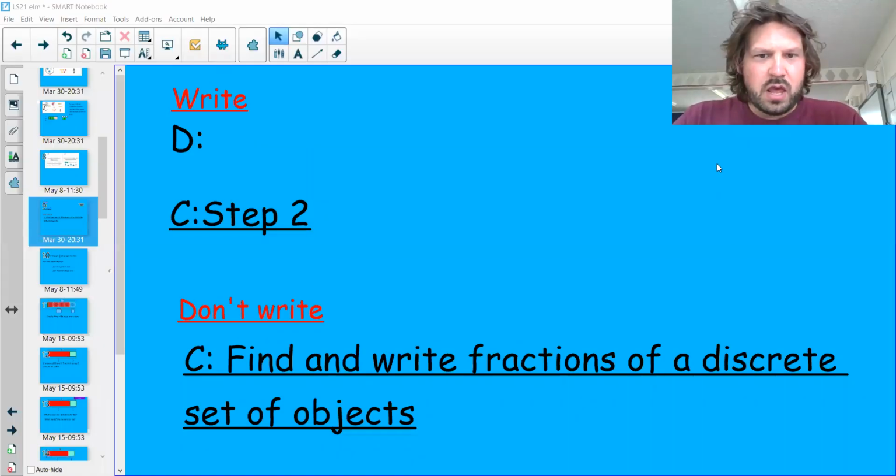Good morning. So we are now on Wednesday the 10th, and it's maths, and we're looking at fractions. So I'm just going to share my screen with you. Nice and large, lovely. So we are going to find and write fractions of a discrete set of objects today.